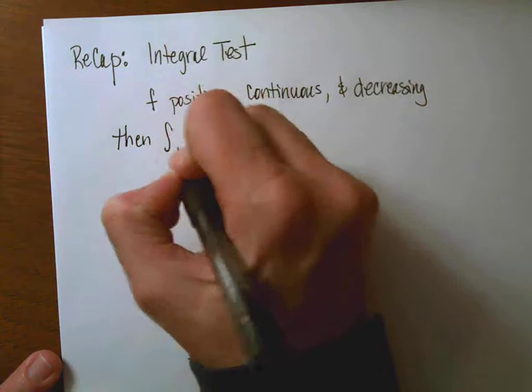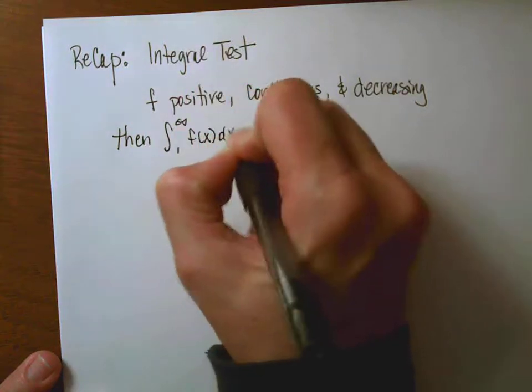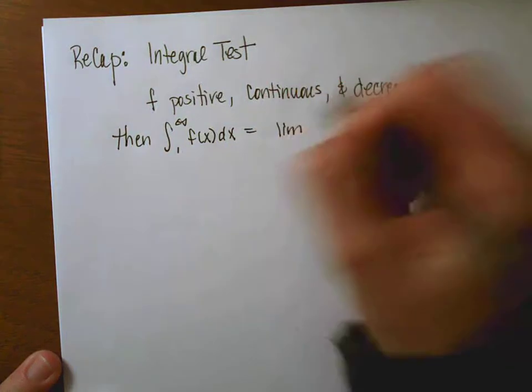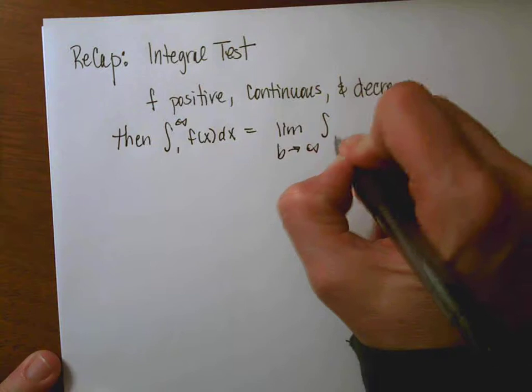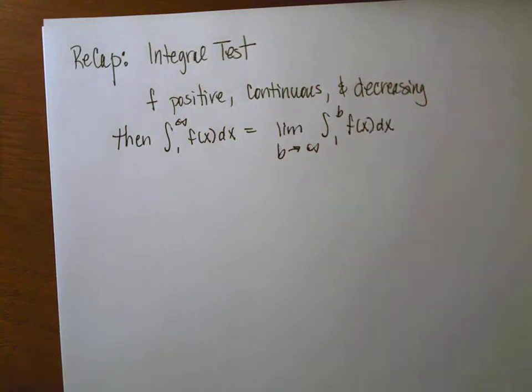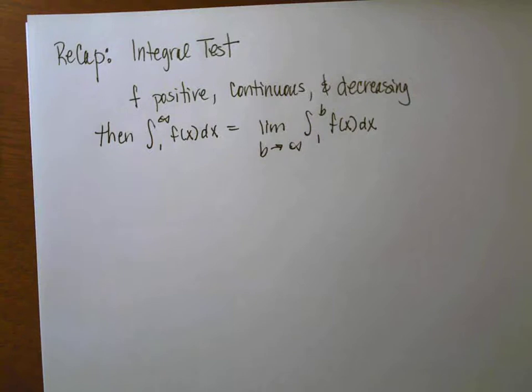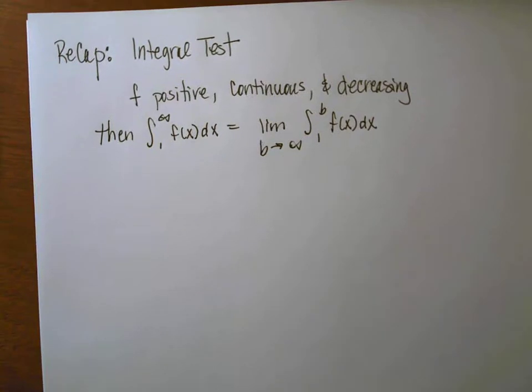And then the integral test says that the integral from 1 to infinity of f of x dx is going to equal the limit as b approaches infinity of the integral from 1 to b of f of x dx. And this is kind of our second fundamental theorem of calculus, and then we're taking the limit.